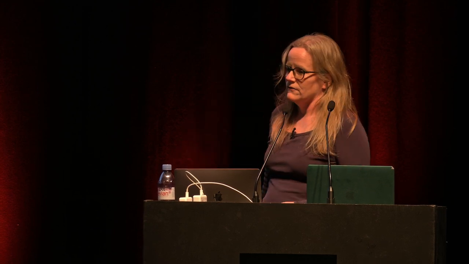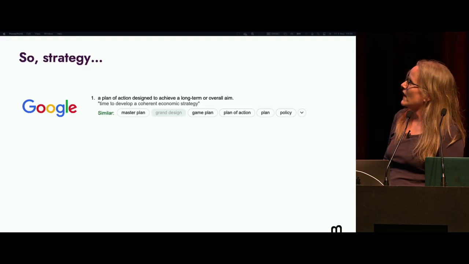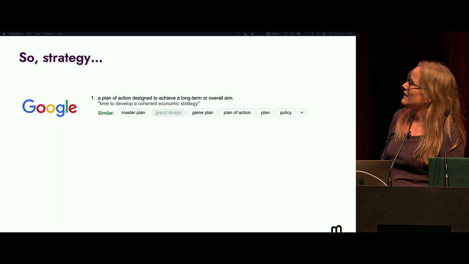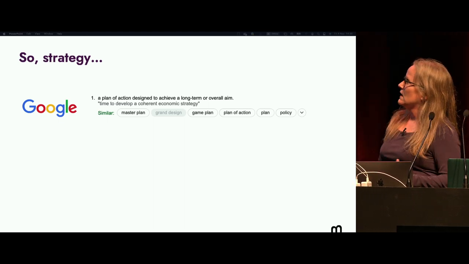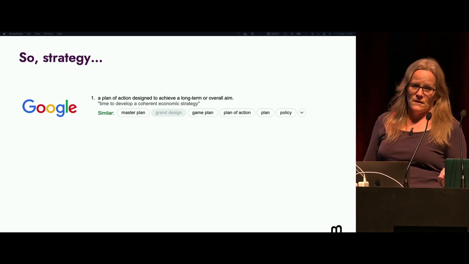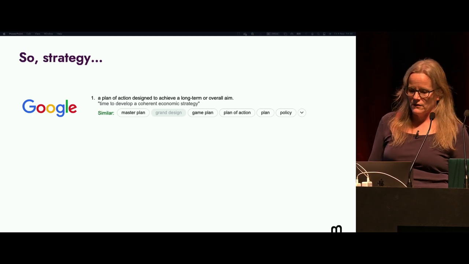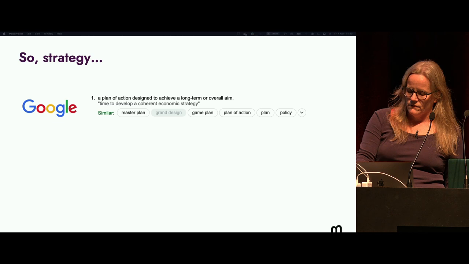I started looking at dictionary definitions because when you want to know what something means, that's a really good place to start. So I thought, I know, I'll go to Google. Here's the Google definition of strategy. A plan of action designed to achieve a long-term or overall aim. I'm like, yep, that's fine. It includes a plan. It includes an aim. And they're two really important components of a strategy. Doesn't quite go far enough.